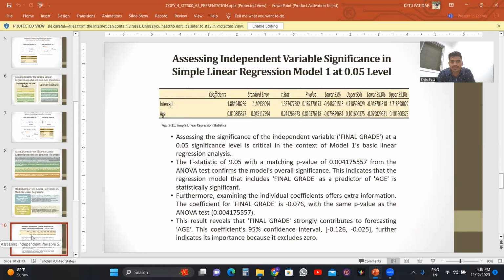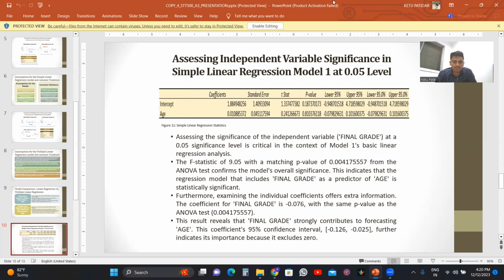Assessing independent variable significance in simple linear regression model 1 at the 0.05 level. Assessing the significance of the independent variable final grade at a 0.05 significance level is critical in model 1 simple linear regression analysis. The F statistic of 9.05 with a matching p-value of 0.004175557 from the ANOVA test confirms the model's overall significance. This indicates that the regression model that includes final grade as a predictor is significant.